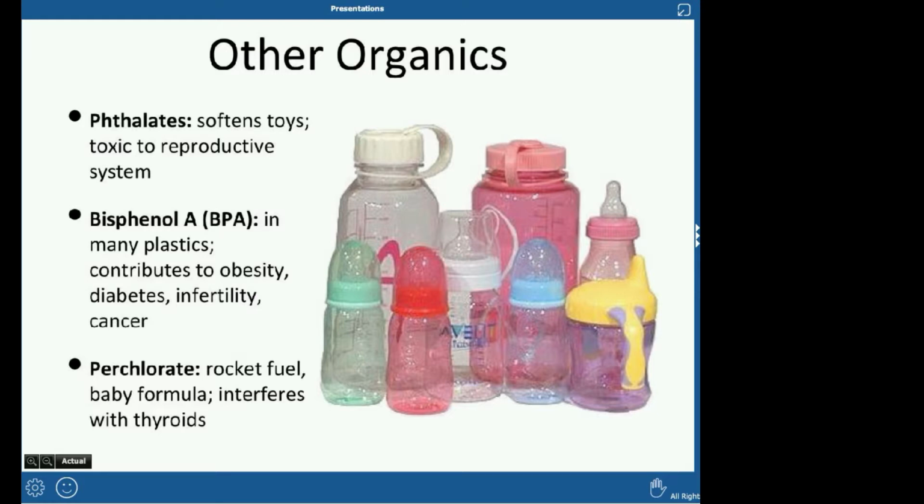Bisphenol A is in many plastics. For a while, bisphenol A was actually in baby bottles, right? And it can contribute to obesity, diabetes, infertility, and cancer. Most bottles and plastics now are BPA free, because people are getting aware of the issue. But perchlorate is in rocket fuel and baby formula, right? Who thought those two things would have something in common? And it can interfere with your thyroid.